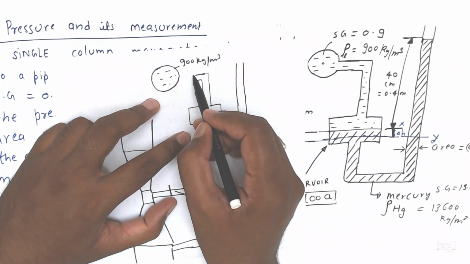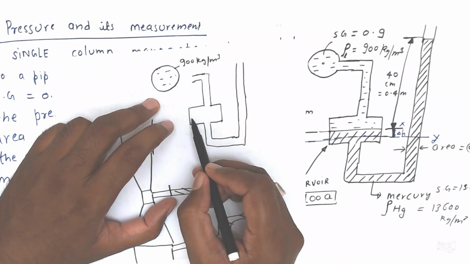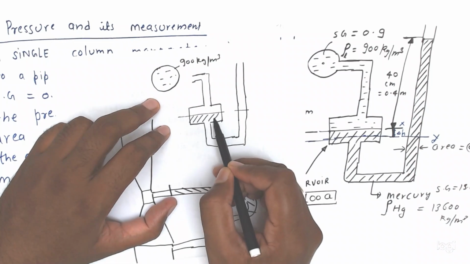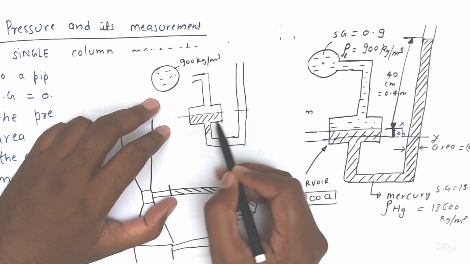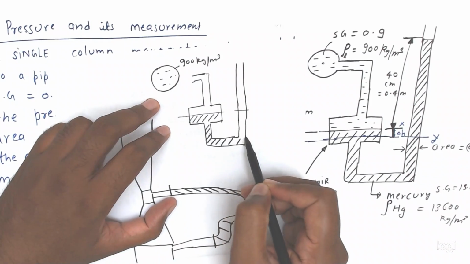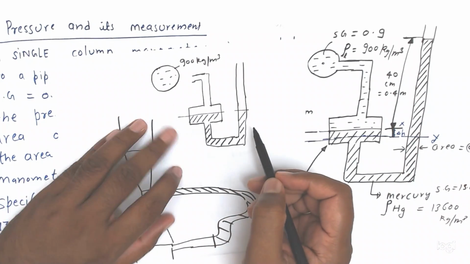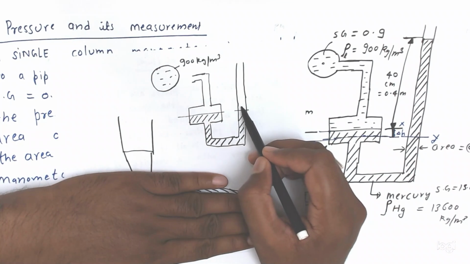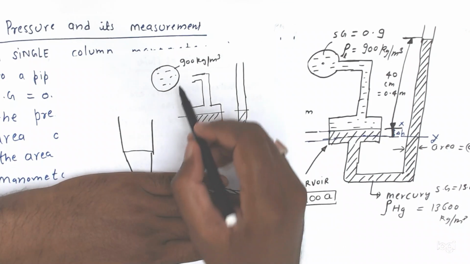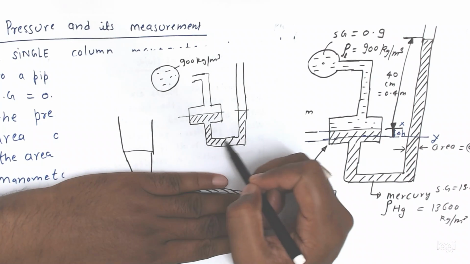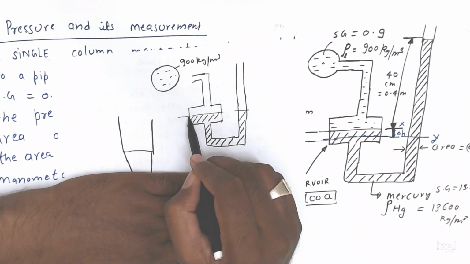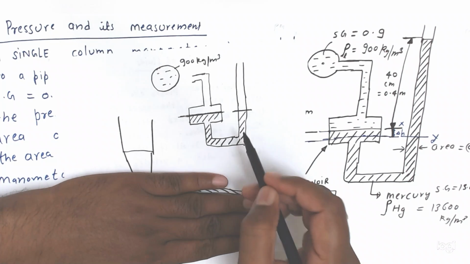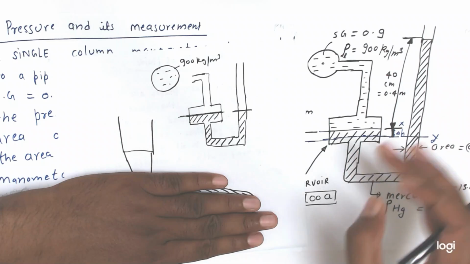Okay, friends. So this is the single column manometer. Initially, the mercury is filled like this. In both columns, the level of the mercury is the same. This is the pipe, and we will connect this single column manometer with the pipe. Initial case, friends, what happened? Just to understand here, then the concept will be clear.